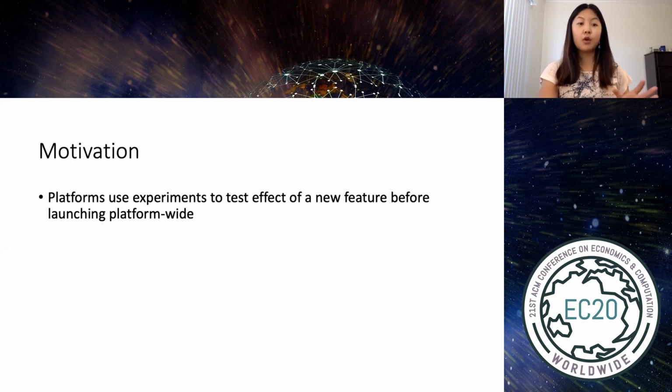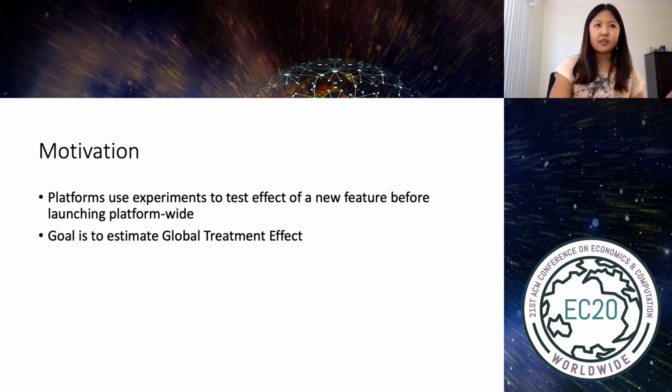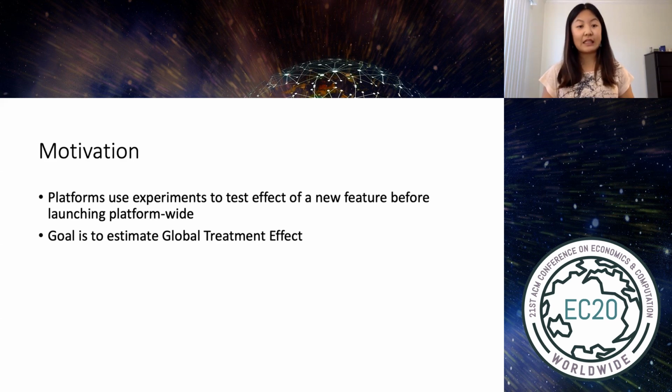So platforms all around us use experiments all the time to test the effect of a new feature before they launch it platform-wide. And the goal here is to see what the effect is of this new feature on a metric that they care about. They want to see that this new feature increases the metric, and then they also want to see by how much it improves it. And then the goal is to estimate the global treatment effect. That is the difference in this metric in a world where everyone sees this new feature versus a world where no one sees this new feature.